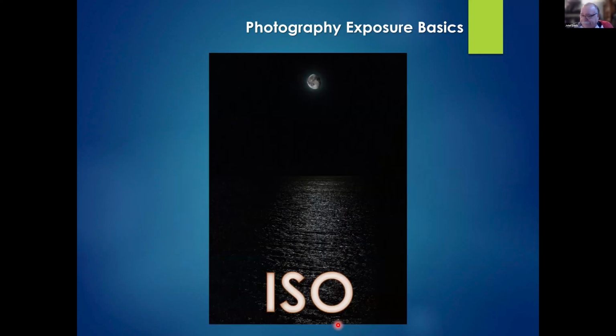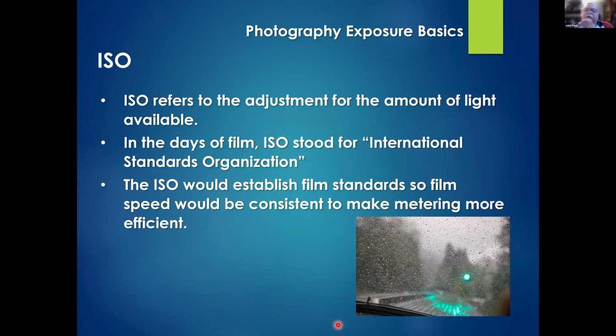All right, ISO. ISO is probably the least understood of the things we deal with. ISO refers to how much light is coming in and how sensitive your camera is to that light. Now, ISO goes back to the film days. Back in the film days, when everybody had a manual meter inside the camera, you had to have a consistent way for all film to work together. So ISO stands for International Standards Organization, which was an organization that used to give standards for all different types of things, including film.